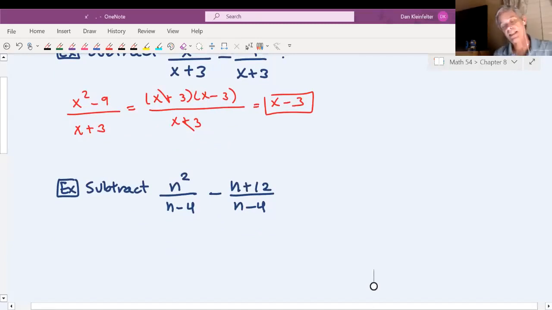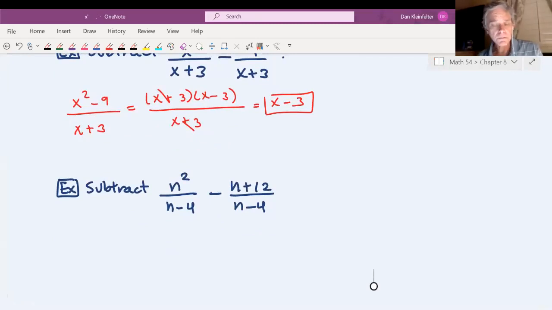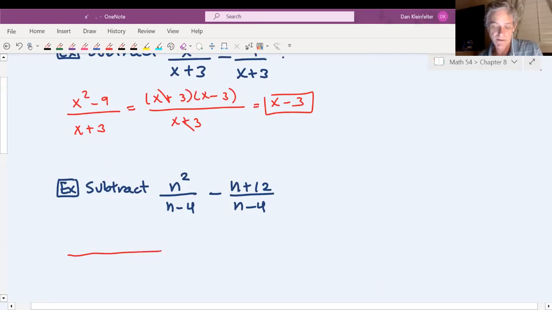The one with the n's in it: n squared over n minus 4 minus n plus 12 over n minus 4. Take a minute, pause the video, try this one yourself, and then restart the video and see how you did.